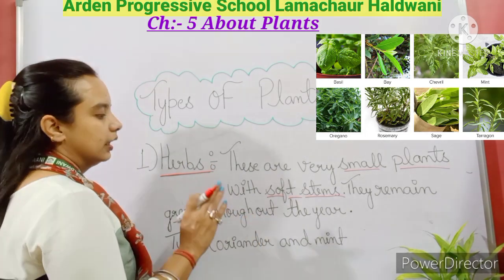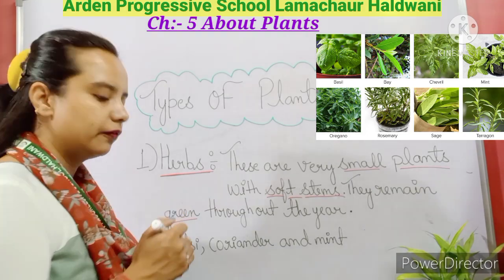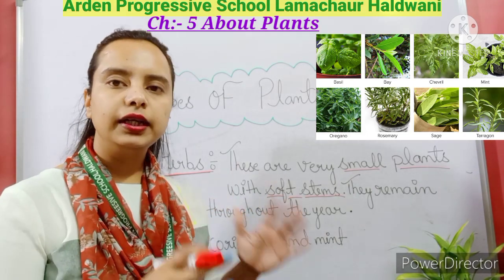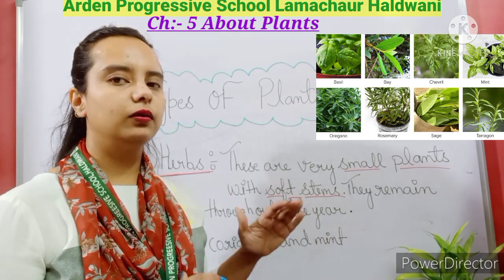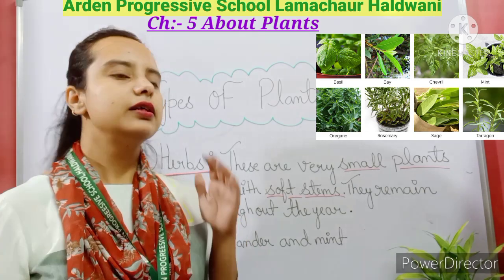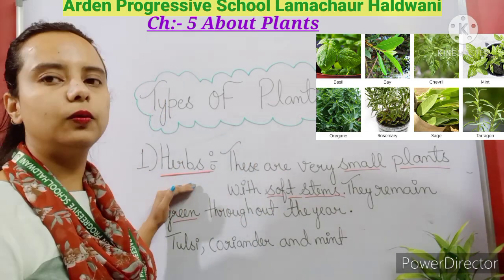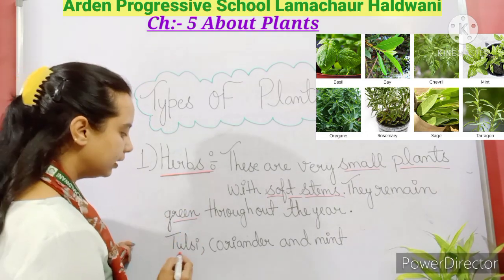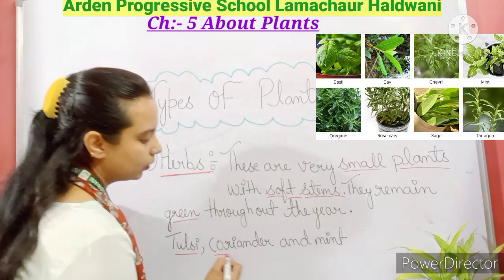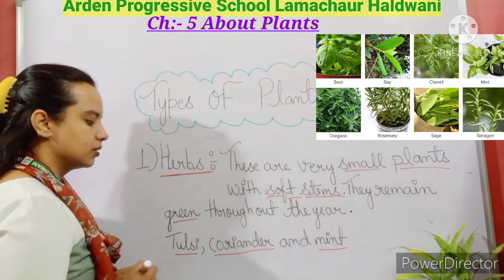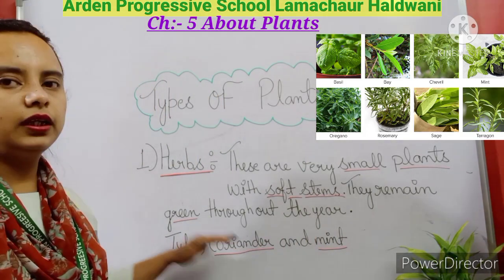So the plants which are of small size and which remain green throughout the year, and their stems are very soft and green, such types of plants are known as herbs. For example, tulsi, coriander and mint. So these are examples of herbs.